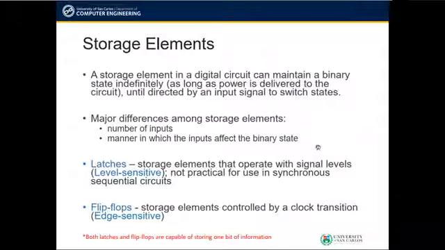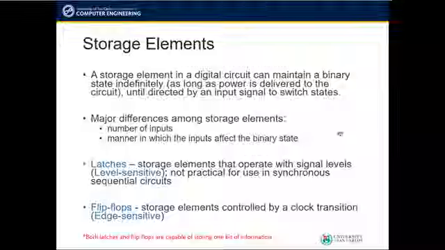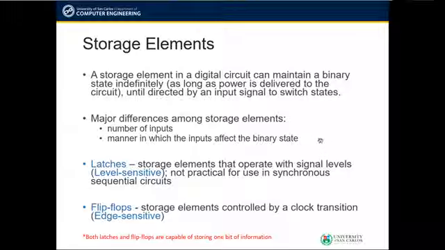As mentioned earlier, a storage element in a digital circuit may maintain a binary state indefinitely, as long as power is delivered to the circuit, until directed by an input signal to switch states. The difference among storage elements mostly lies in the number of inputs and the manner in which the inputs affect the binary state. These shall be discussed more in later discussions.